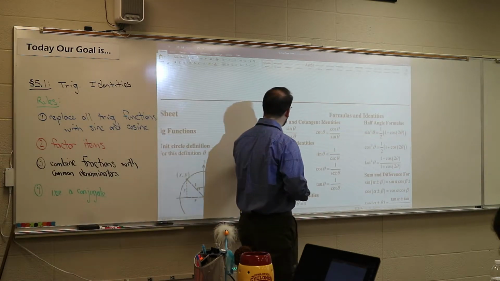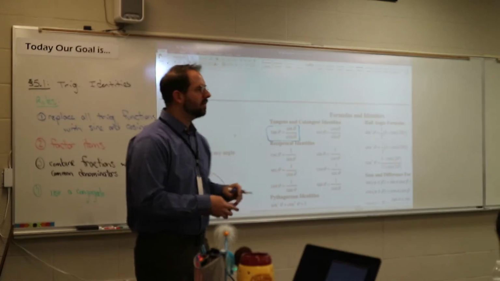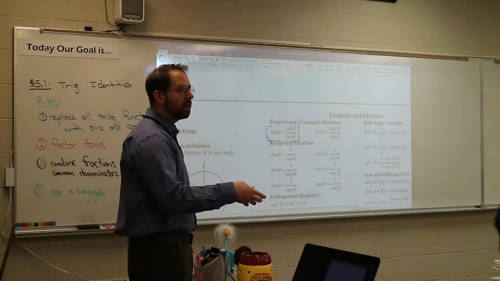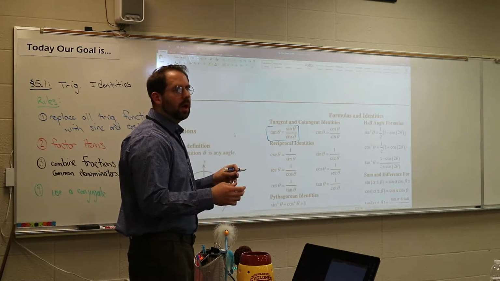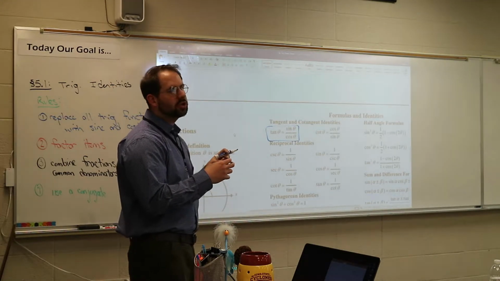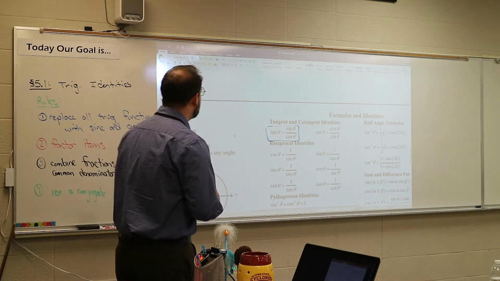Tangent equals sine over cosine. Now I know it's on your property sheet, but I want you to write it down in your notes somewhere. This is going to be our first one. I'm going to talk about why this works. I'm going to show you that they are equal to each other, but I'm also going to show you an example of why you'd want to use it. Okay? Does that make sense?